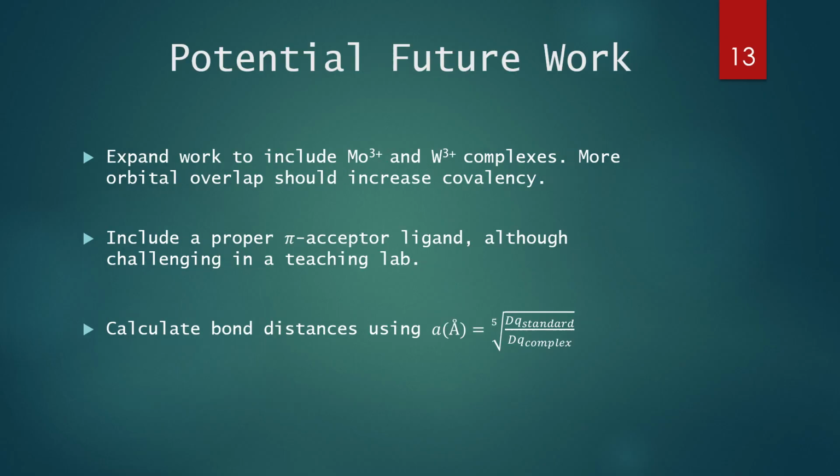environment of the system. Some potential directions for this work would be to include trivalent molybdenum and tungsten complexes. The 4d and 5d orbitals have a greater radial extension, which through this model should, in theory, increase covalency. Although we will need to use different approaches as there are spin-orbit coupling effects that will need to be considered, it would be fascinating nevertheless. The inclusion of a proper pi acceptor ligand is a critical next step as this project was lacking a representative. Finally, bond distances could be approximated through this very strange relationship shown, but it was left out due to time constraints.